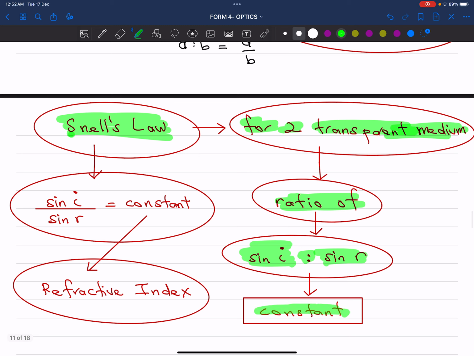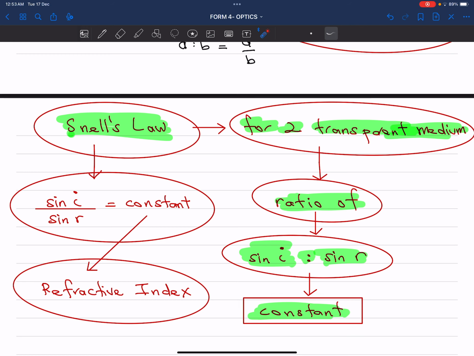is always a constant. Okay, I repeat this, very important. Snell's law states for two transparent media, the ratio of sine I, angle of incidence, to sine R, angle of refraction, is always a constant.